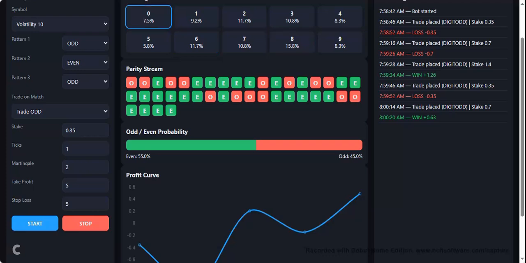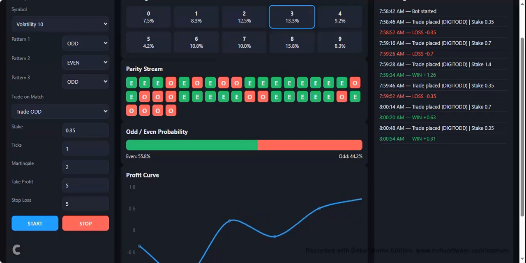Instead of clicking manually and risking hesitation, the system enforces discipline. Every trade follows the same rule set, which makes performance measurable and consistent. Risk management is embedded directly into the workflow.